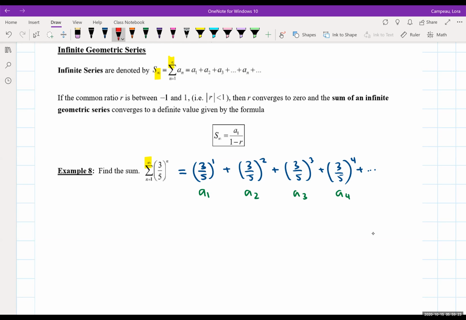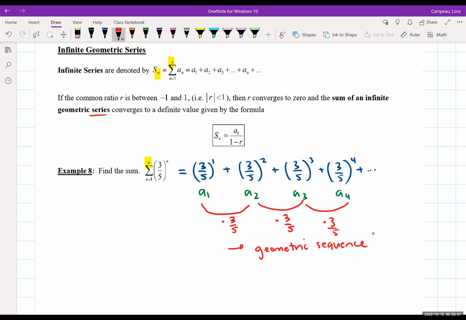But if you try to figure out how do I get from a sub 1 to a sub 2, just by use of the power, you're actually multiplying by 3/5. Same story, a sub 2 to a sub 3, you're multiplying by 3/5. A sub 3 to a sub 4, you're multiplying by 3/5. And so this leads us to understanding we do have a geometric sequence with these terms.